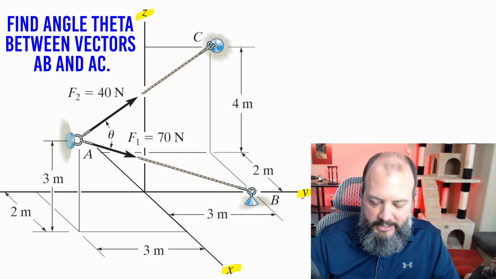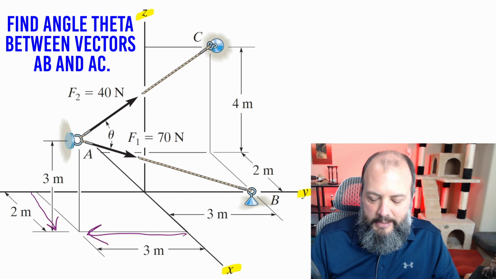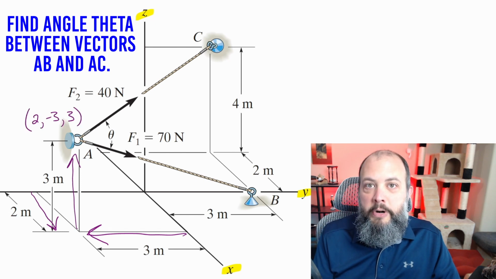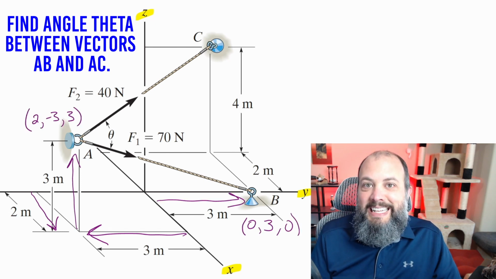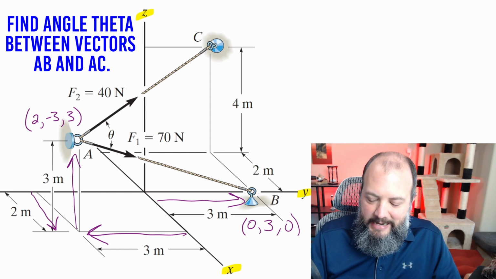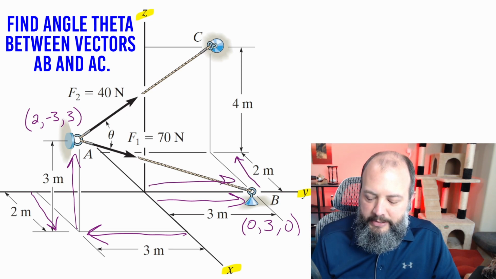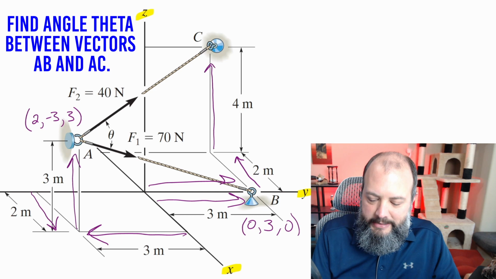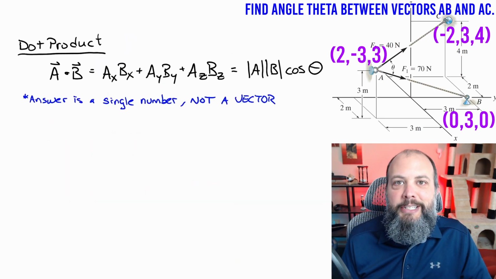And from that, you can see that point A is at +2 in the x direction, -3 in the y direction, and then +3 in the z direction. So I've labeled the XYZ coordinate for point A, and point B is at 0 in the X direction, +3 in the Y direction, 0 in the Z direction. And then lastly, point C is at -2 in the X direction, the same +3 in the Y direction, and then +4 in Z.